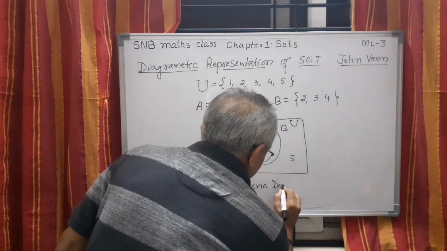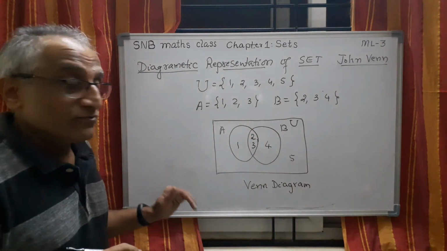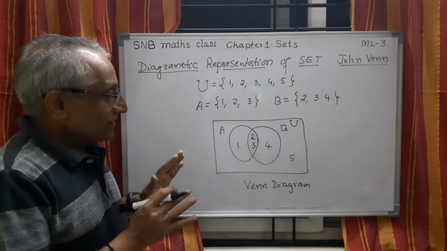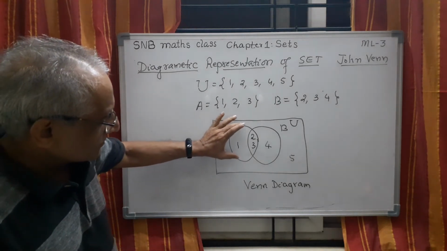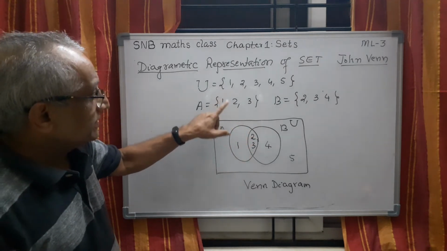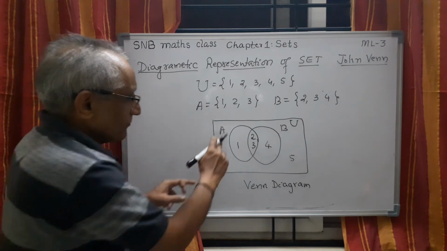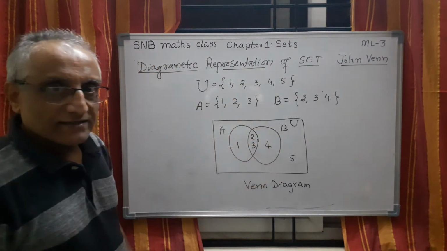The Venn diagram is very simple, but it is very useful for solving problems, therefore we should know how to represent it. Remember only this much: either a square or rectangle, then a circle or oval shape, then appropriately you have to write the numbers inside the boundary. For A this is the boundary, for B this is the boundary. If an element is common, you have to write it like this.